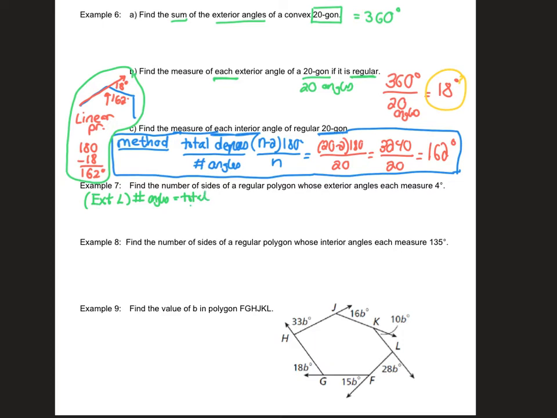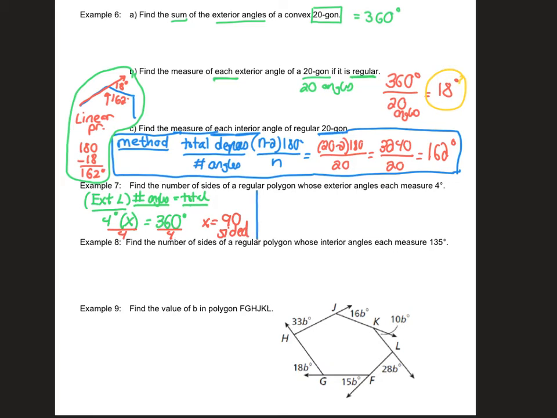Well, we know that the exterior angle is 4 degrees. We don't know the number of angles, but we're solving for that, so I'm going to call that x. And we know that the total of the exterior angles needs to be 360 degrees. So if I solve this equation by dividing both sides by 4, the number of sides will be 360 divided by 4, which would have to be x equals 90. So this would have to be a 90-sided polygon.